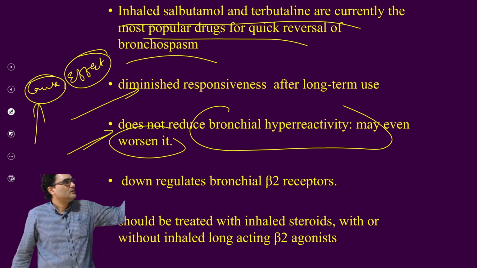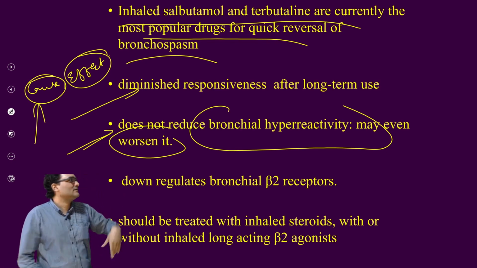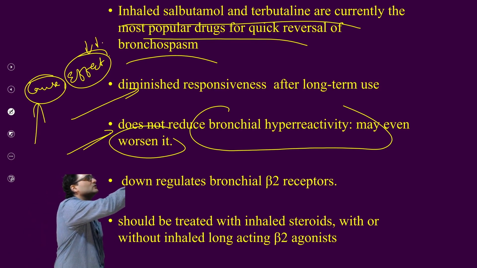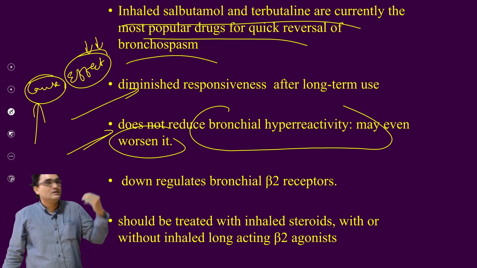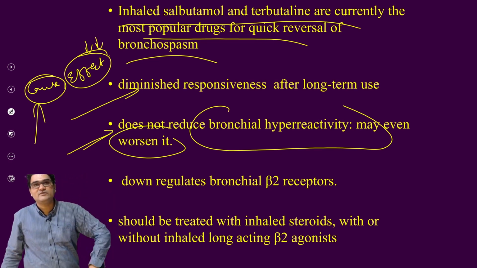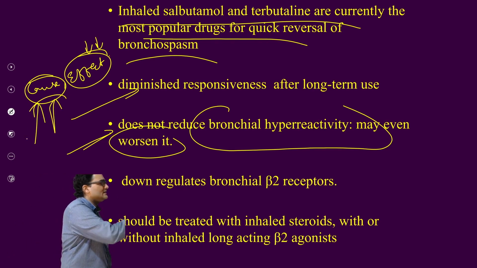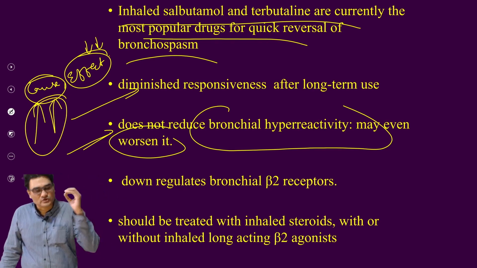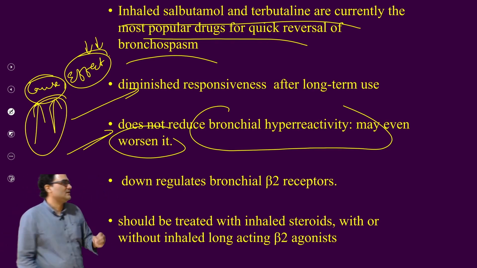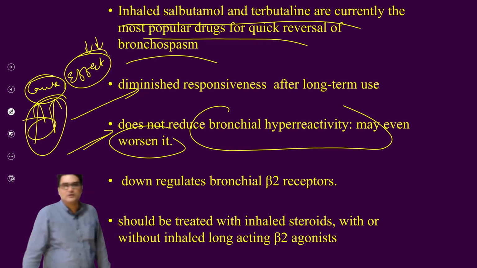So when you give a beta agonist, what happens? You are just treating the effect. The cause is excessive inflammation, so you are not targeting this. For that we are going to treat the cause, that is inflammation. So that's why the very specific drugs here are corticosteroids.